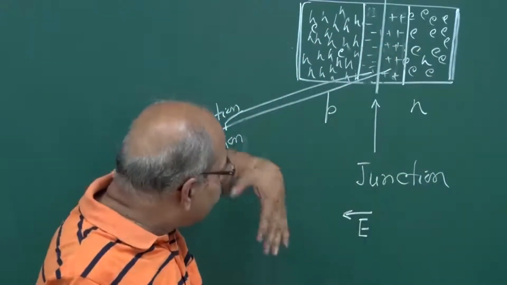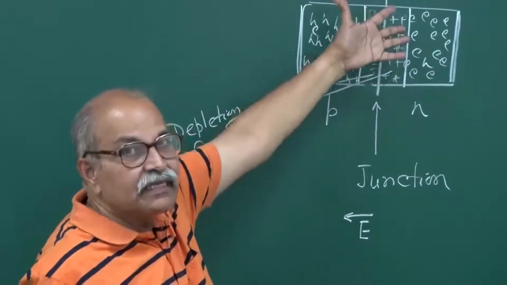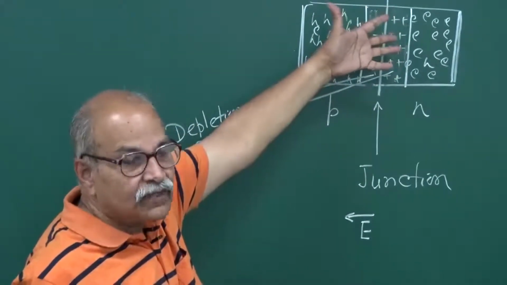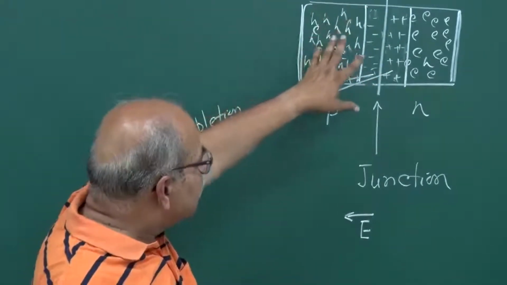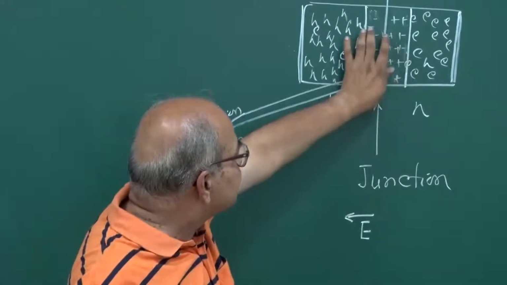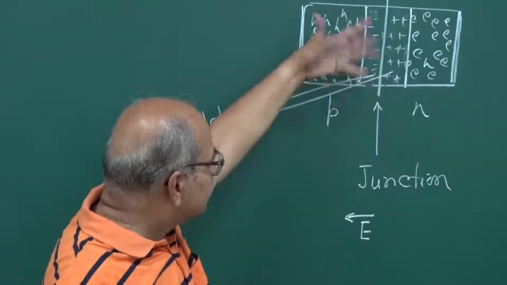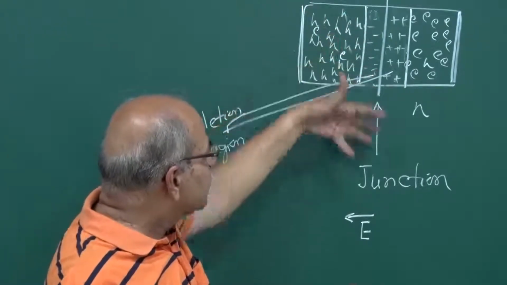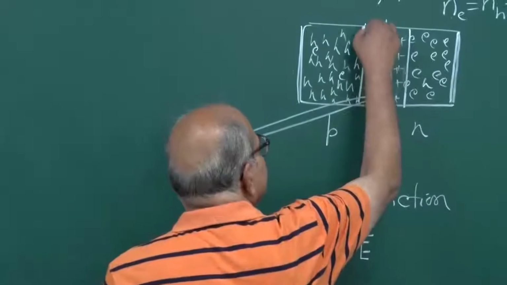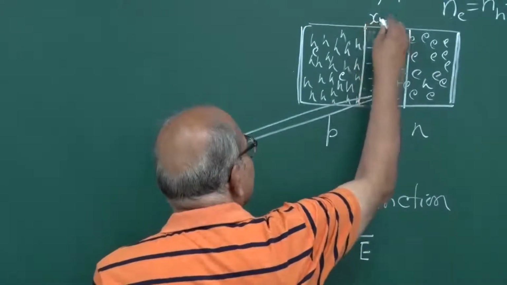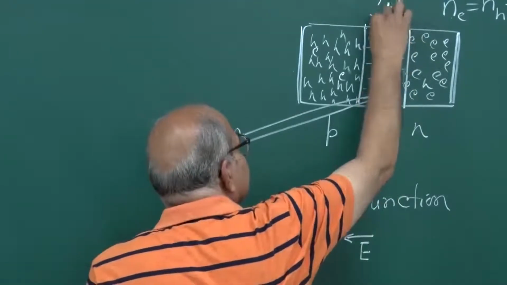But if you talk of energies, these energies will be up and these energies will be down. Okay, so let me talk today about a relation between these widths, the potential difference, the electric field and all those things. Let us make some calculation on that. Suppose this width is x1 here and this width is x2 here. So the junction line is here.